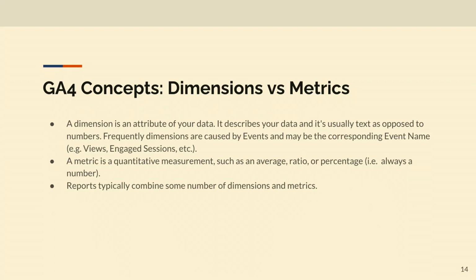Last, I think, major concept is dimensions versus metrics. A dimension is an attribute of your data, so it describes your data. It's usually text as opposed to a number. Frequently, these are caused by events, so they often correspond to an event name. A metric is a quantitative measure, such as an average, ratio, or percentage. Reports typically combine some number of dimensions and metrics.